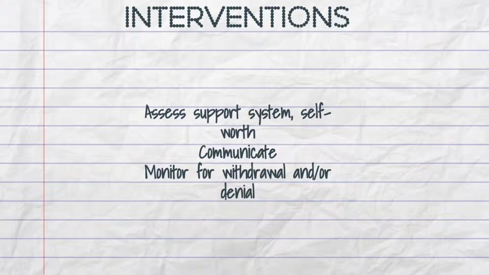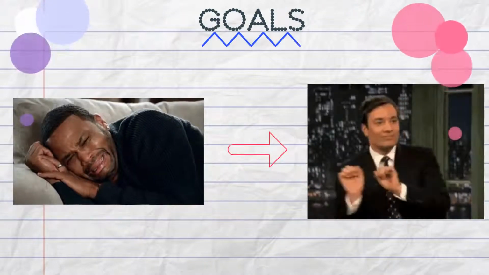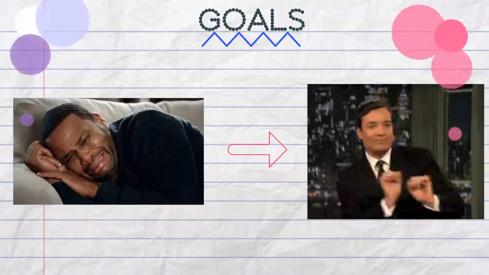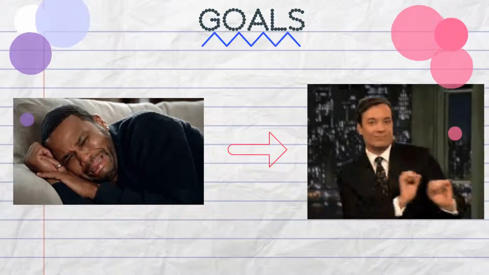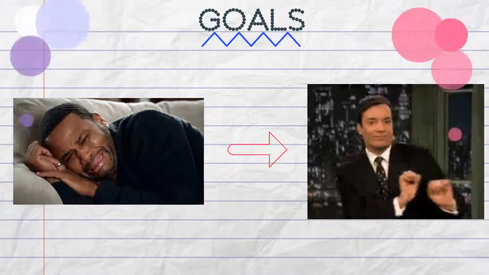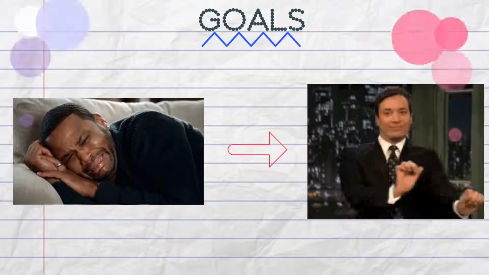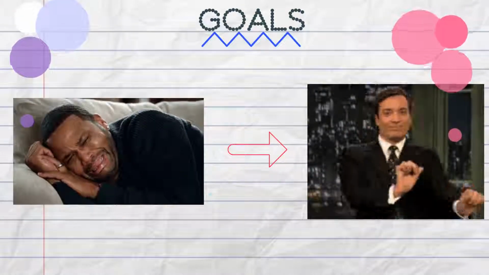Some nursing interventions to implement for our patients are to assess their support systems, their feelings of self-worth, and their ability to communicate. We also want to monitor the patient for signs of denial or withdrawal. Our ultimate nursing goal is to have our patients as educated about their condition as possible and to ensure that they have the proper psychosocial support to live the happiest and healthiest life that they possibly can.